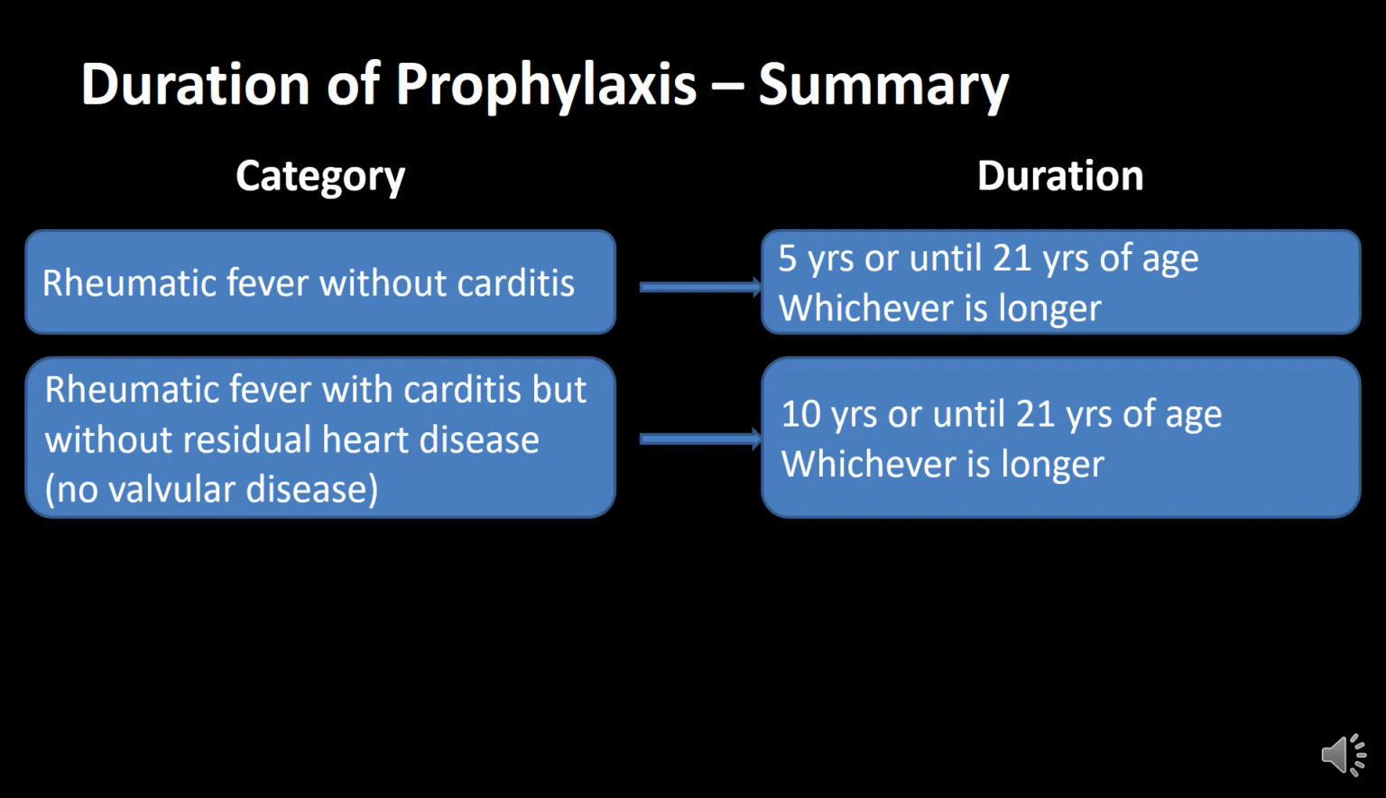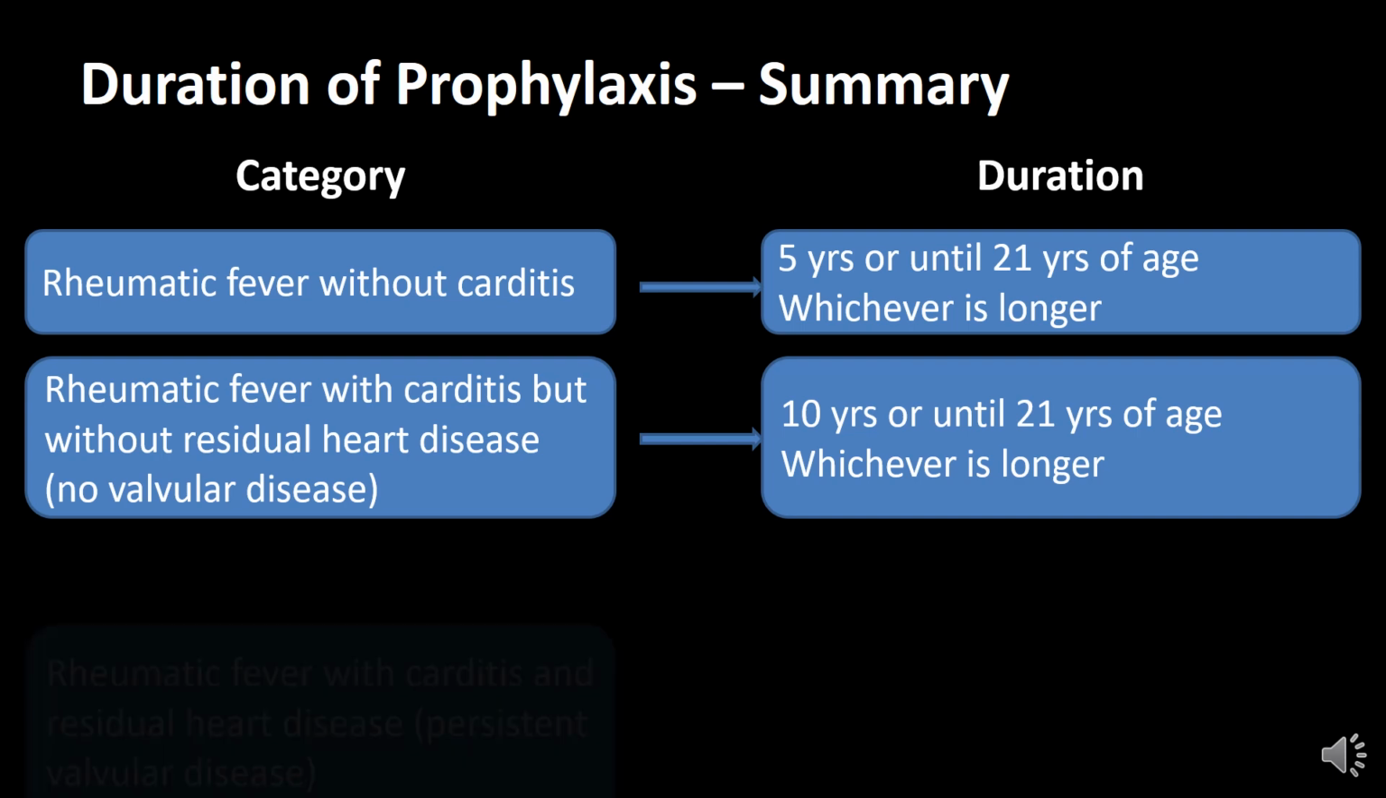If they had rheumatic fever with the first episode and carditis also, but did not have residual valvular damage, then the prophylaxis is 10 years or until they're 21 years, whichever of the two will be longer.